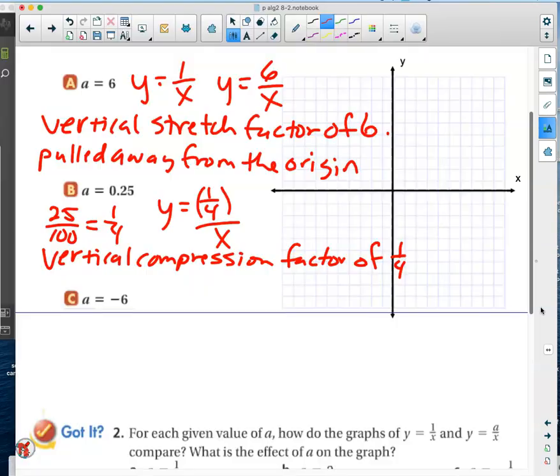Now wait a second though. All the ones we've done so far took the graph and stretched it vertically. A compression, doesn't that go the other way? So is this going to be pulled away from the origin more or pushed in? It is pushed in toward the origin.